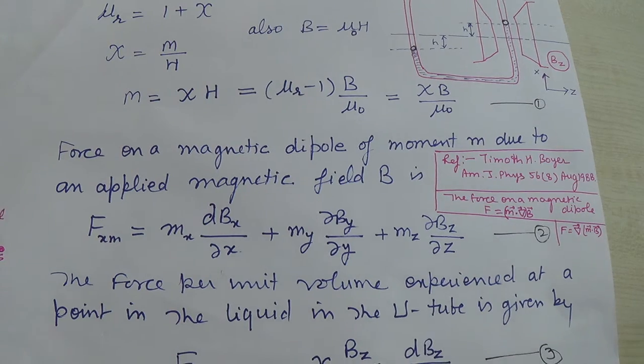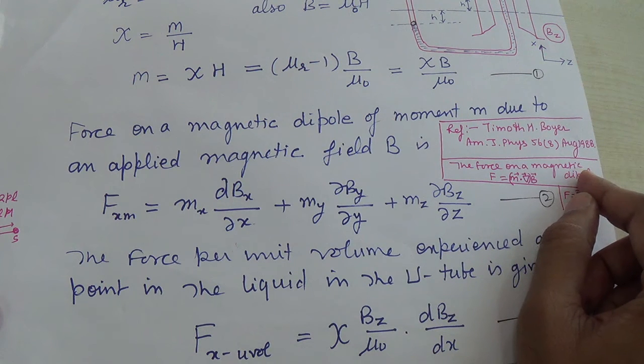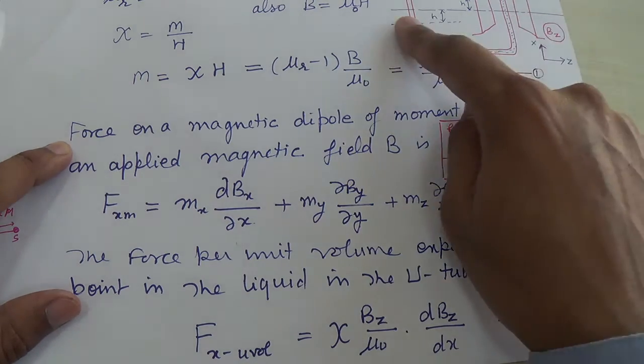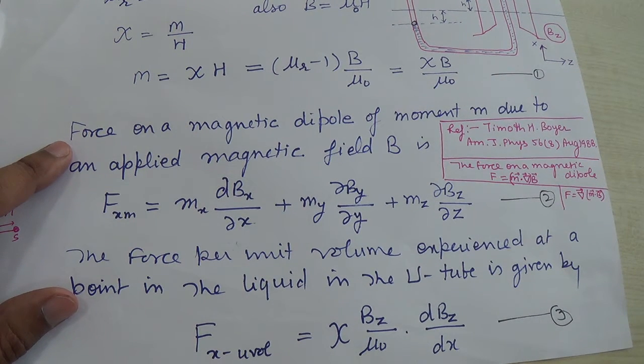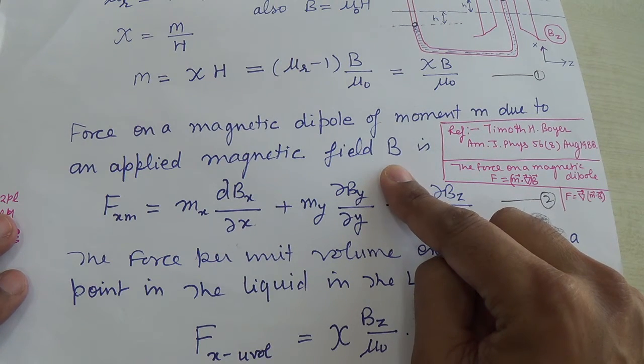So the first point starts now, that is force. What is the nature of the force, and how can one define that force? This starts from the statement: force on a magnetic dipole of moment M. Here magnetic dipoles exist in the liquid, in this FeCl3 solution, and the moment of those magnetic dipoles is defined by M. When we apply the external magnetic field, a force is exerted on the magnetic dipole.